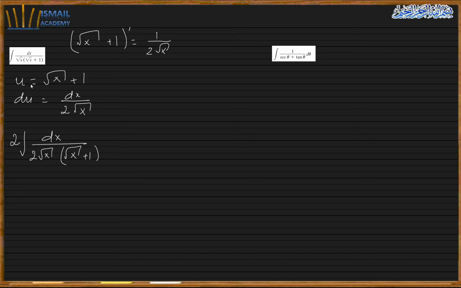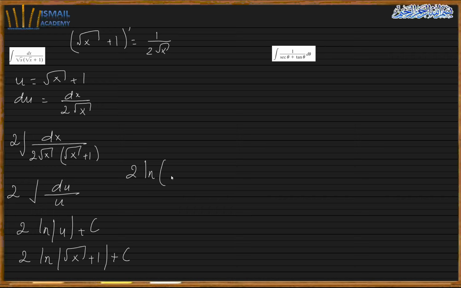Don't FOIL here, because when you FOIL, you can take yourself away from the right direction. So here, as you see, this is my du, this is my u, so it's going to be 2 the integral of du over u. So it's going to be 2 ln u plus c, and u is square root of x plus 1, so it's going to be 2 ln absolute value square root of x plus 1 plus c. Square root is positive, 1 is positive, the sum is positive, so I don't need absolute value, so it's going to be 2 ln parentheses square root of x plus 1 plus c, and this will be your answer.